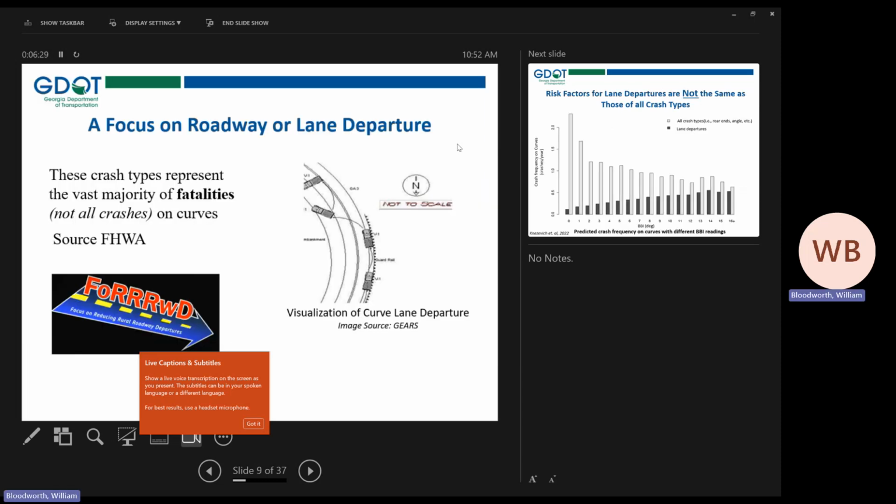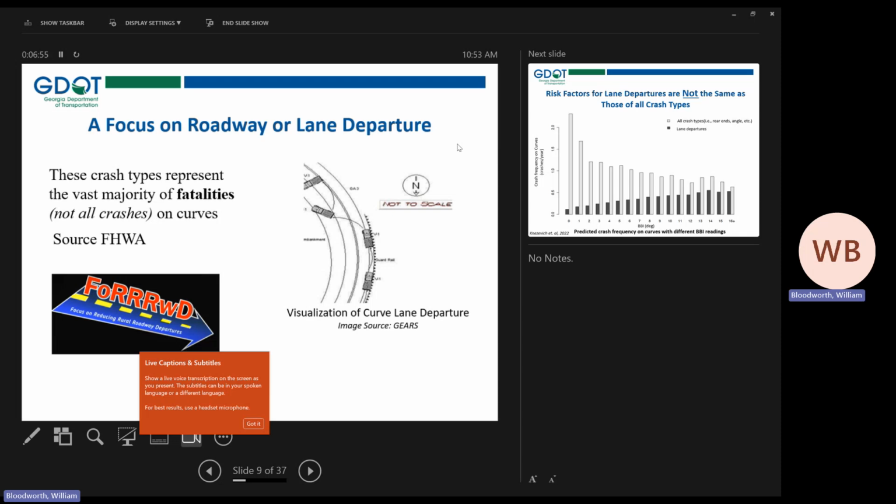It's really important to note that we are not just doing this for all types of crashes. This study focuses on rural roadway departure. That's because they represent the vast majority of fatalities on curves. About 40% of our fatalities statewide are roadway departure crashes, just single vehicle crashes. Another 20% are pedestrian. So I always feel like we emphasize the intersection a little more than it needs to be.